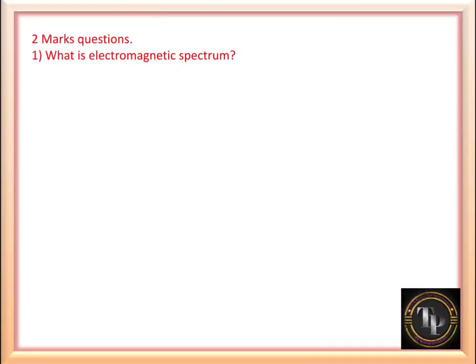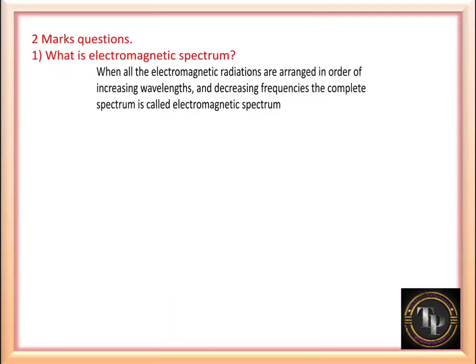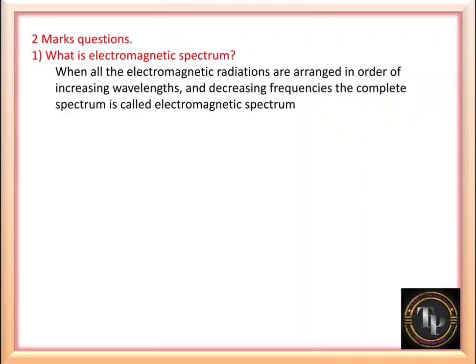So let us start with 2-mark questions, guys. What is electromagnetic spectrum? You know, what is electromagnetic spectrum asking? When all the electromagnetic radiations are arranged in order of increasing wavelength, very important, and decreasing frequencies, the complete spectrum is called electromagnetic spectrum. Increasing wavelength or decreasing frequency.